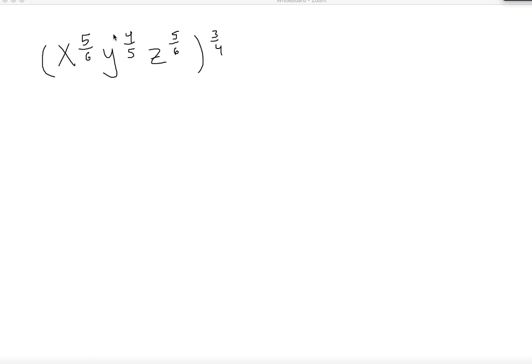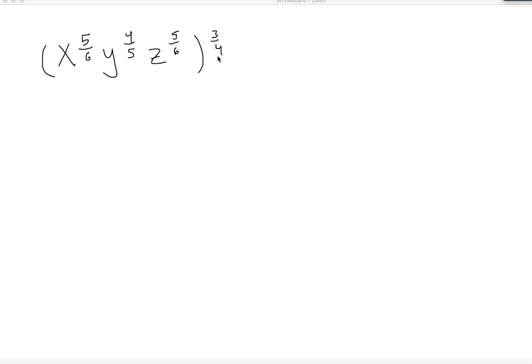Okay, so for this one, this is all being raised to the 3/4 power, and we're raising to a power, so that means we multiply our exponents. There's a couple of ways I can do this. The first time I'll do it the longer way where I show all the steps, and then the second time I'll do it where I cancel as I go, and we'll end up at the same place. So here's two versions.